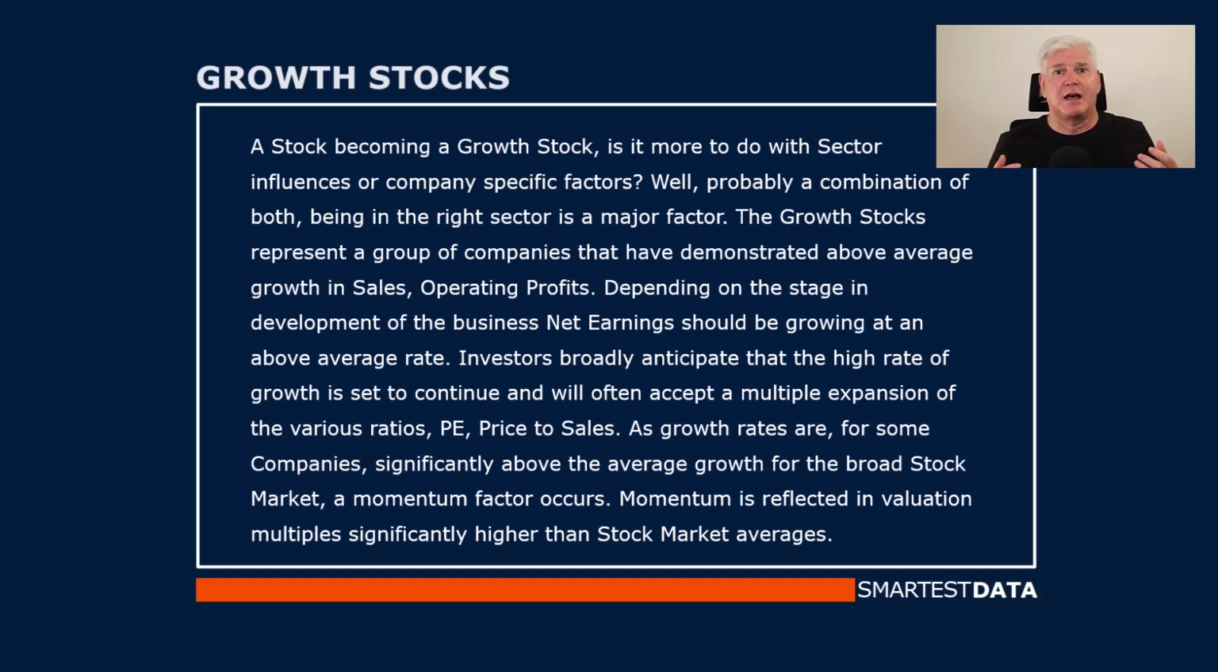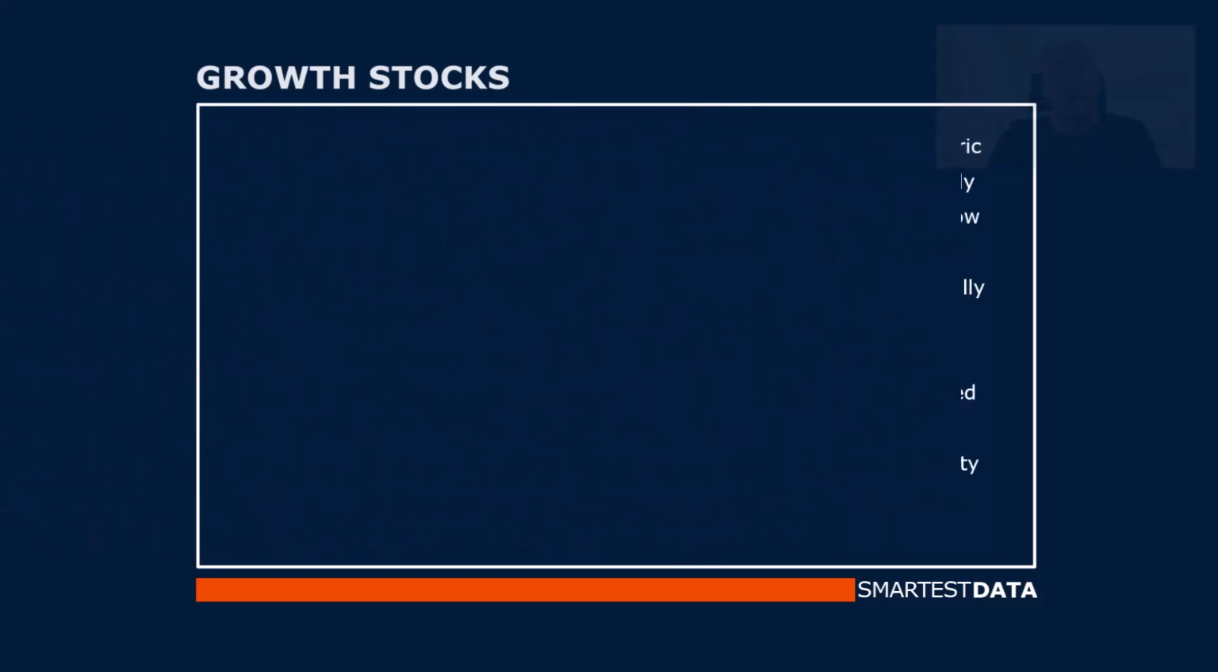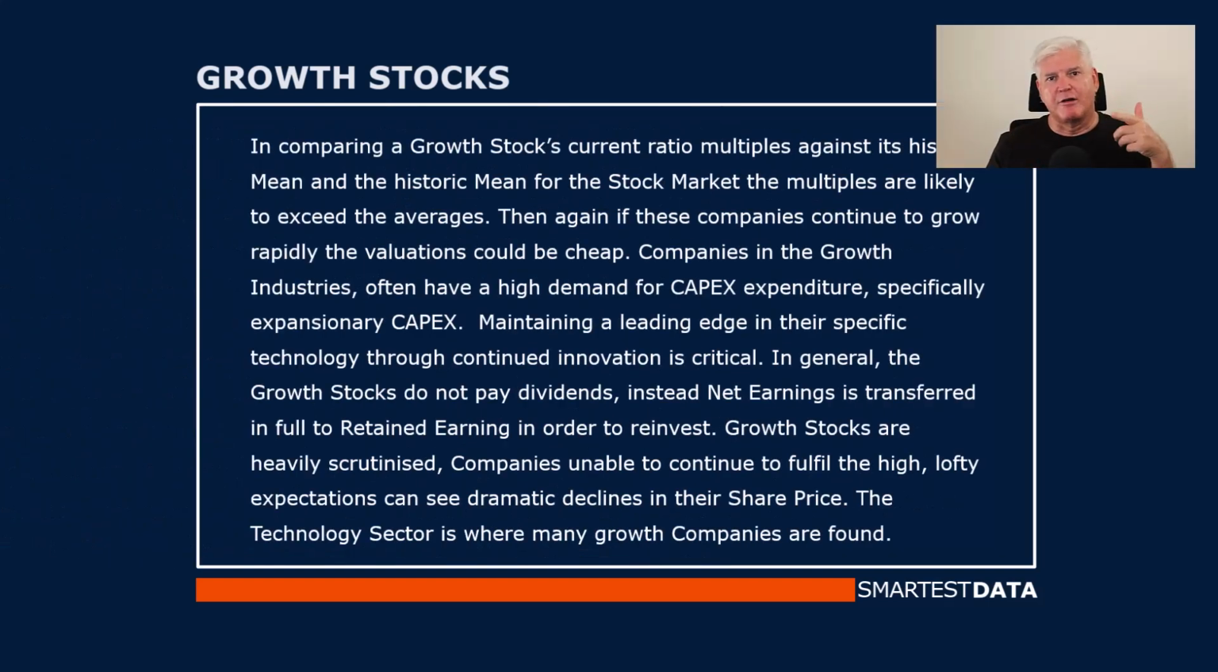As growth rates are, for some companies, significantly above the average growth rate for the broad stock market, a momentum factor occurs. Momentum is reflected in the valuation multiples significantly higher than the stock market averages. In comparing a growth stock's current ratio multiples against its historic means and the historic mean for the stock market, the multiples are likely to exceed the averages. Then again, if these companies continue to grow rapidly, the valuations could be cheap.